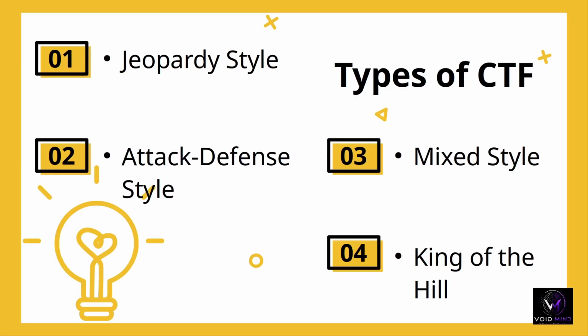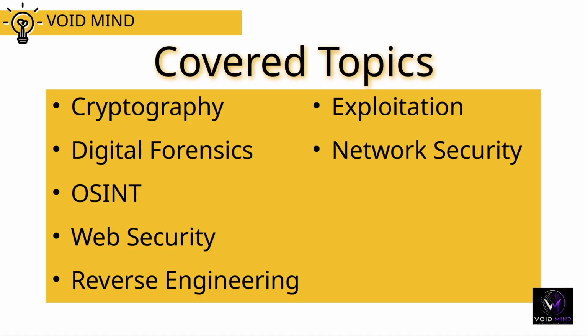In Jeopardy style, you solve independent challenges and collect points. In attack defense style, you protect your system while attacking others. The third style is a combination of Jeopardy style and attack defense style. And the last one, King of the Hill, is mainly about controlling a system longer than others. In this series, we will cover cryptography, digital forensics, open source intelligence, web security, reverse engineering, exploitation, and network security.